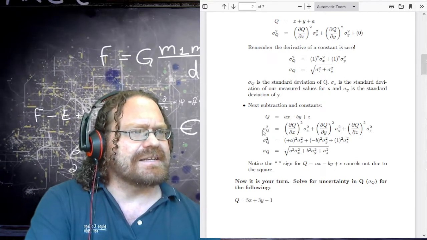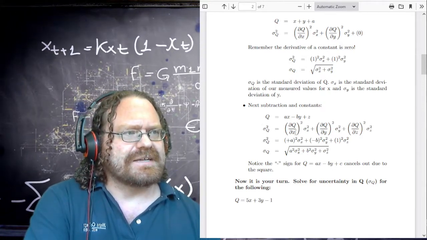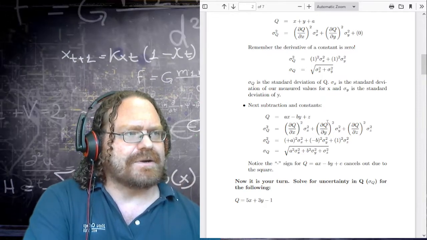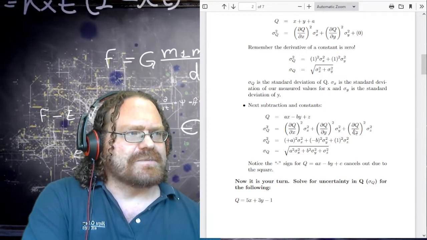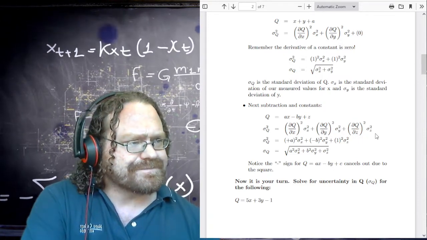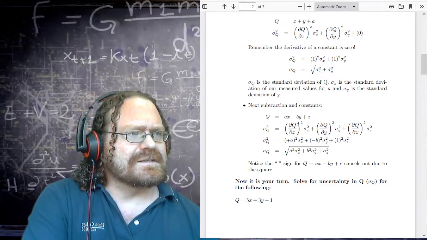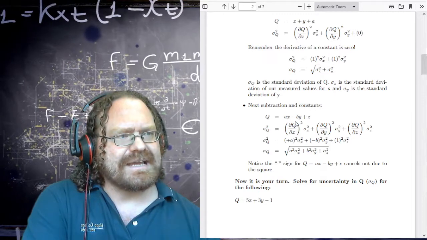So first we're going to write down our expression. Sigma q squared is equal to the partial with respect to x squared times sigma x squared, plus the partial with respect to y squared times sigma y squared, plus the partial with respect to z squared times sigma z squared. Okay, great. Let's look at the partial of this expression, first off, with respect to x.